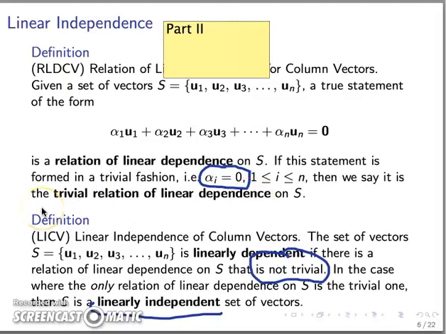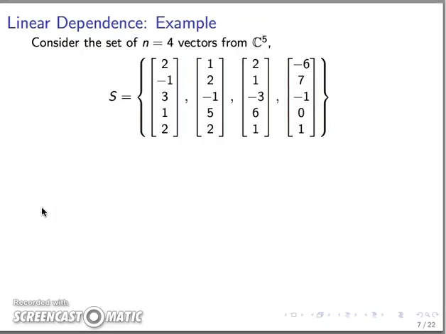Now that we have these definitions, we can make use of some machinery we have developed so far, in terms of computing solutions for systems of linear equations. So let's consider this set of vectors. Each vector here is a member of C5. It has 5 entries, and there are 4 vectors.